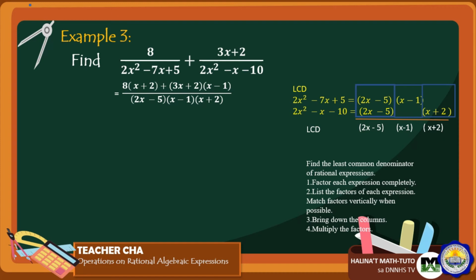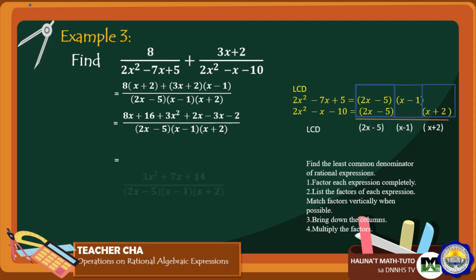Divide the LCD by the denominator of the first expression. What is left is x plus 2 times the numerator 8. So you have 8 times the quantity x plus 2 plus divide the LCD by the denominator of the second expression. What is left is x minus 1 times the numerator, which is 3x plus 2. And then distribute. We have 8 times x, 8x plus 8 times 2, 16 plus 3x times x, that is 3x squared. 2 times x is 2x. Then you have 3x minus 1, negative 3x, and 2 times negative 1 is equal to negative 2.